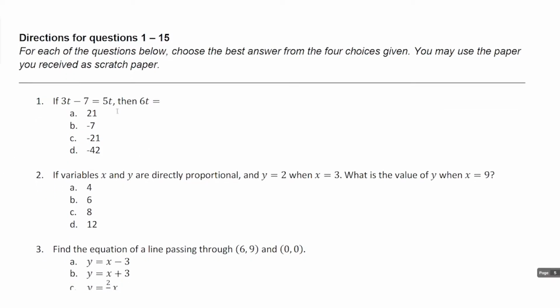Number 1 says if 3t minus 7 equals 5t, then what does 6t equal? So here we can approach this two ways. We can either try to isolate 6t, but I think it's actually easier to just find t and then we'll multiply it by 6 to figure out what 6t is. So the equation here is 3t minus 7 equals 5t. First, I will subtract 3t from both sides.